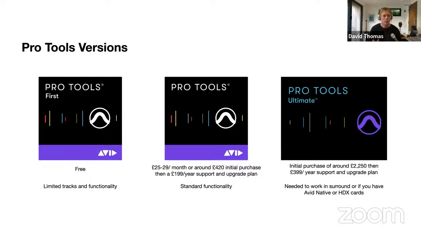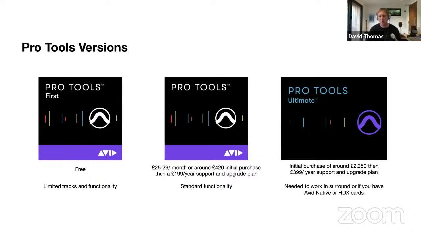If you want to maintain upgrades and a support package, then that's £199 a year. Otherwise, the £420 you spend now, you'd get version 2021.3, I think. That would continue running without any further payments until that stops being compatible with your computer. But if you want to maintain that compatibility, it's £199 a year every year beyond that.